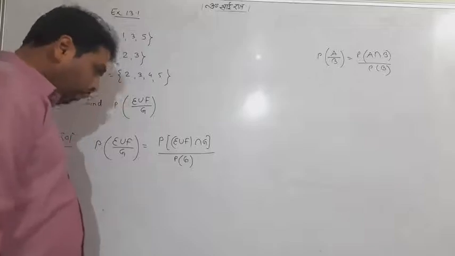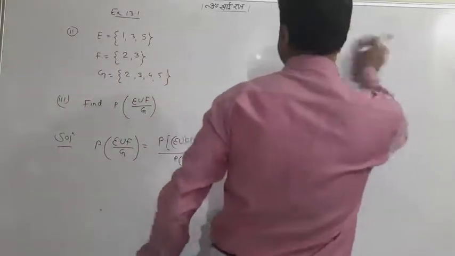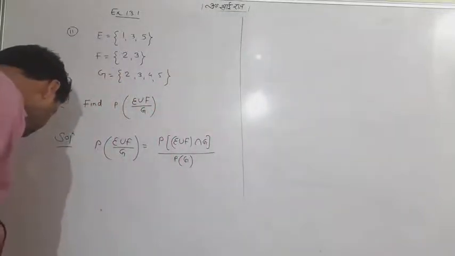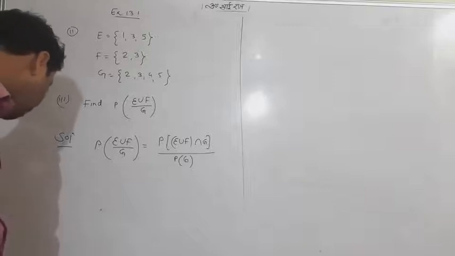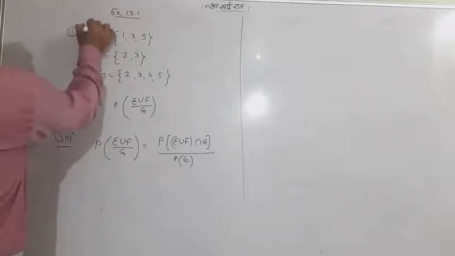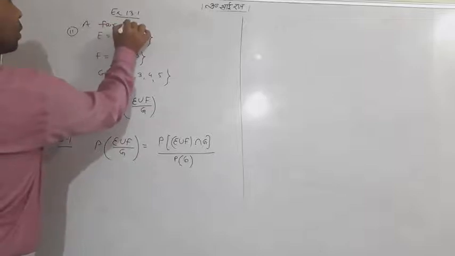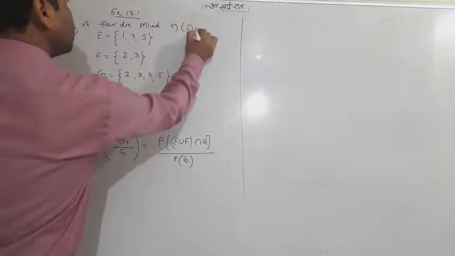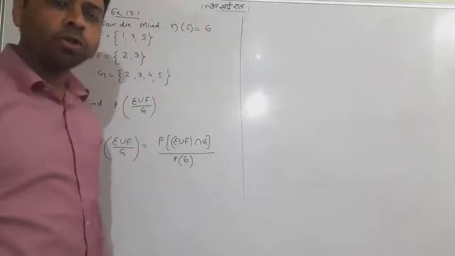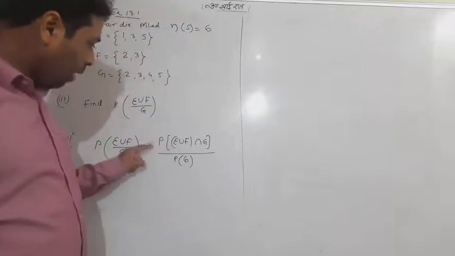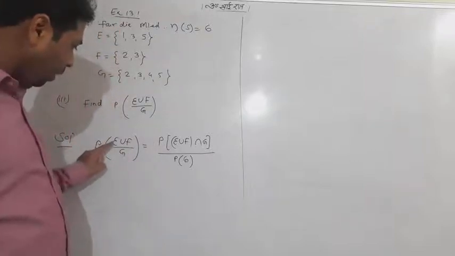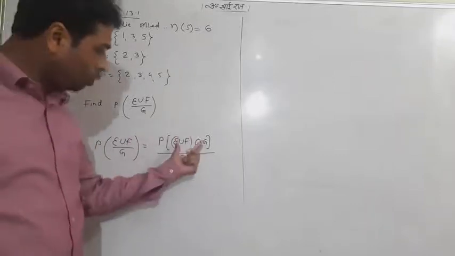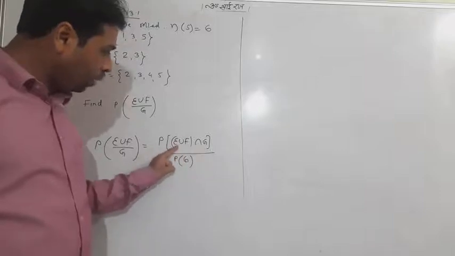So we will find it out now. The question says in the 11th question, a fair die is rolled. A fair die rolled, one should know n of S is 6. Dice tossed, n of S will be 6. Now we have the question P of E union F upon G, and the meaning of that I have already written. Now try to catch what is P of E union F intersection G.